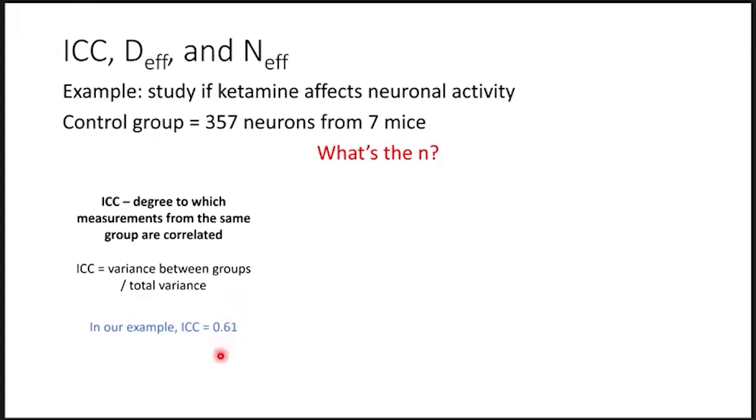So let's say in our example, the ICC is 0.61. It's a lot. If I have an intra-class correlation of 0, then I can use all 357 neurons. They each give me different information. At 1, I can count only the mice.